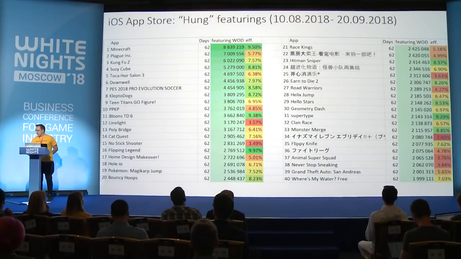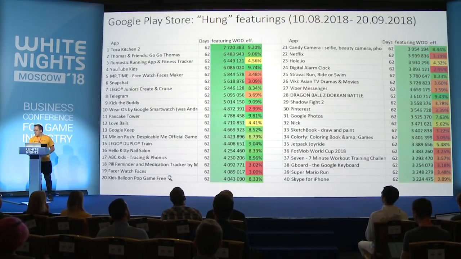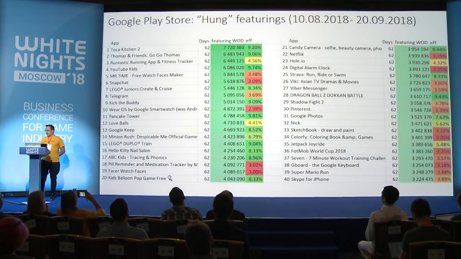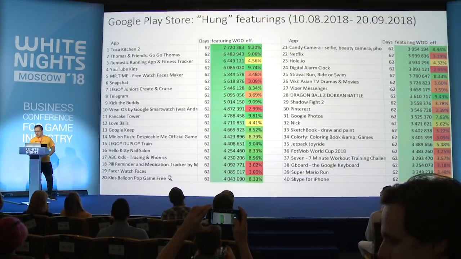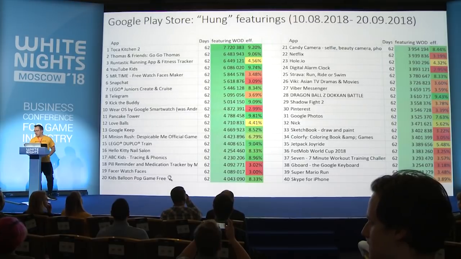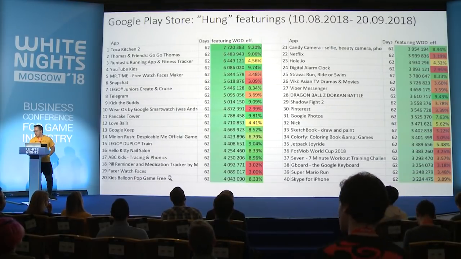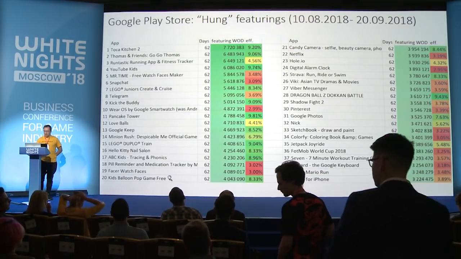Let's have a look at Google's page. We see nearly the same picture, 62 days for some apps. We see a lot of kids apps here, but the effectiveness of featuring is really low.